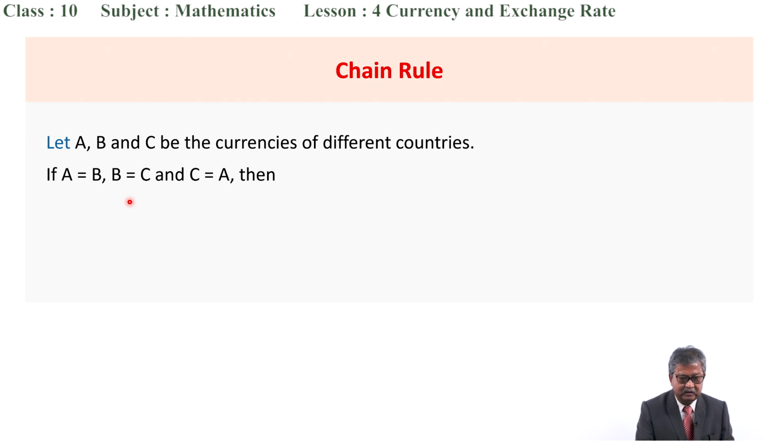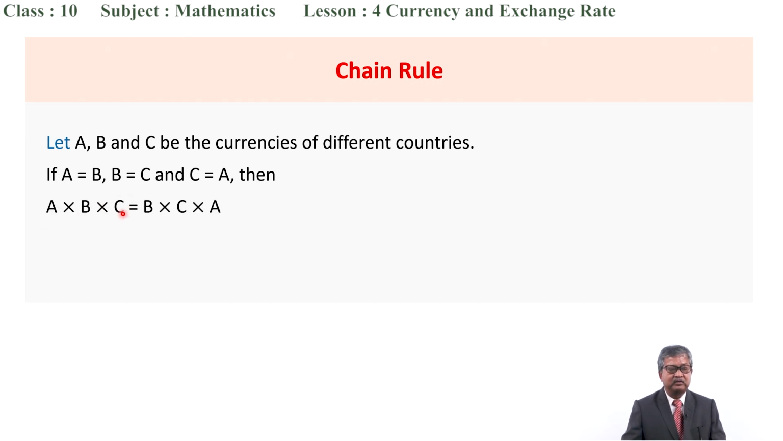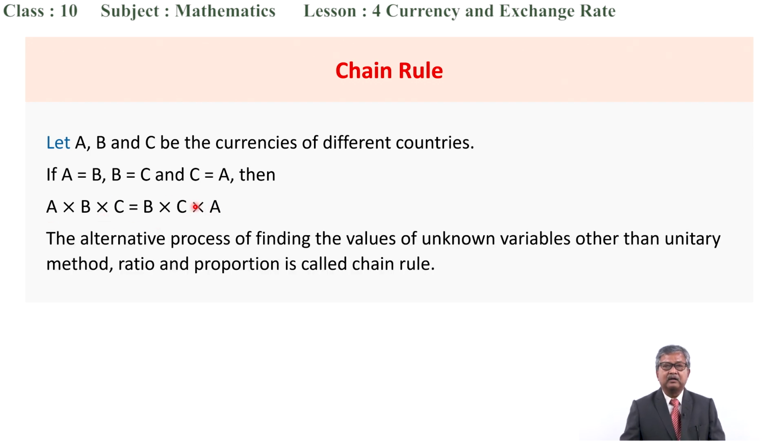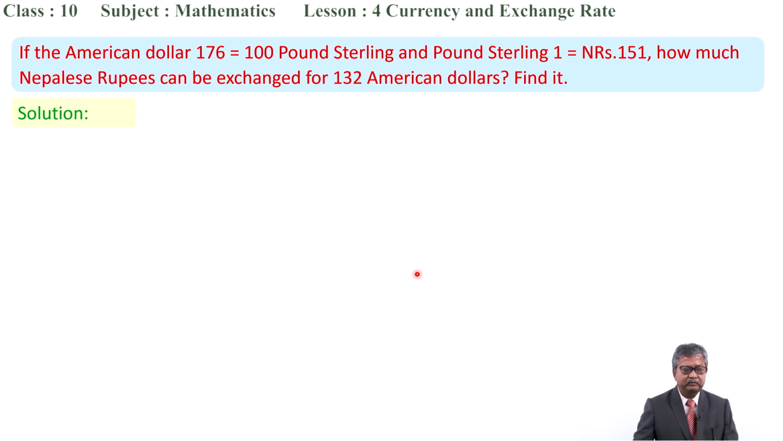Then from this relation, A into B into C is equal to B into C into A. So this is the alternative process for finding the value of the unknown. Before, we found the value of the unknown, that is x, by the unity method or ratio and proportion. This is called the chain rule, because this is one chain, that's why it is called the chain rule. So by using this chain rule, let's see one example again.